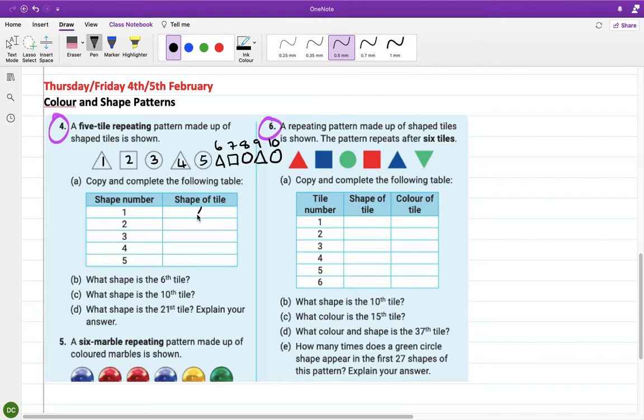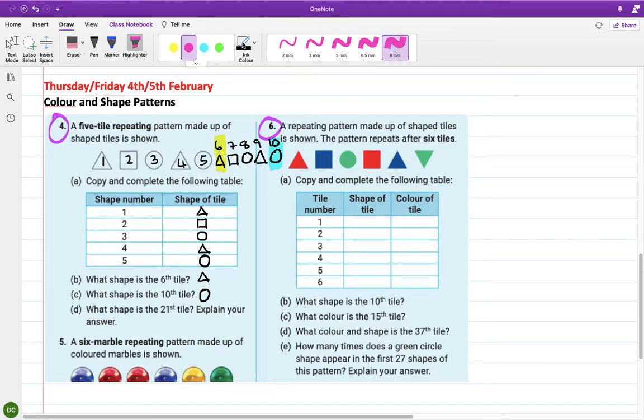Shape number 1 is a triangle. You can write the word or draw the shape, whatever. Shape number 2 is a square. Shape number 3 is a circle. Shape number 4, a triangle. And shape number 5 is a circle. The 6th tile, you can actually see it there. So the 6th tile is a triangle. The 10th one, I think I can see in what I did as well. So the 10th tile is going to be that. So that's a circle.